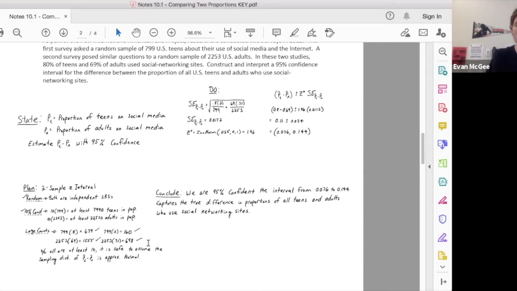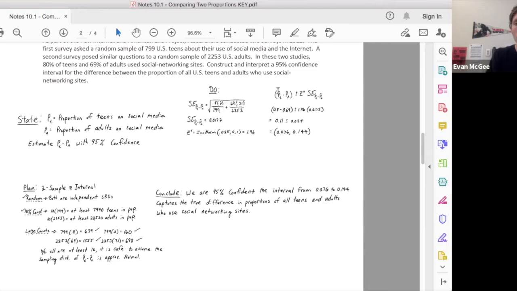And all of these values are greater than 10, which tells us both sampling distributions are approximately normal, which means the sampling distribution of the difference will also be approximately normal. So we're good to proceed with this two sample Z interval. So finally, we can look at the do section and just use the formula that we discussed.